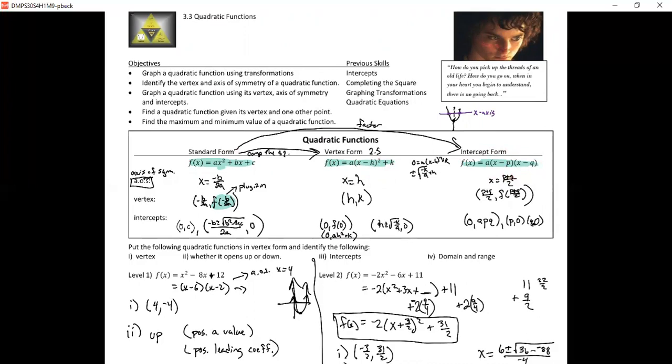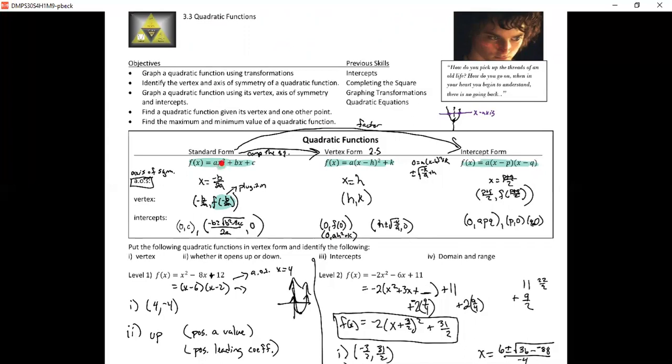So how do we get from one form to the other? In order to get to the intercept form, we do factor. One of the things that I'd like to point out is we have no leading coefficients in front of these x's. So if we end up factoring and have one, we would have to pull that factor out to figure out what the a value is.